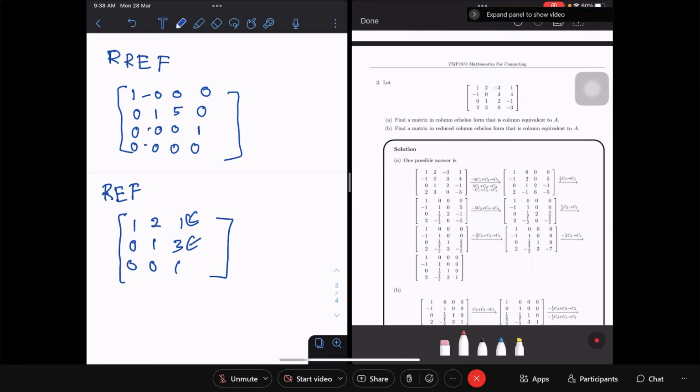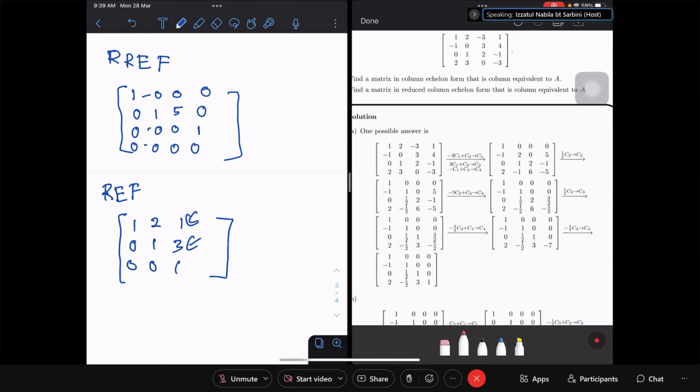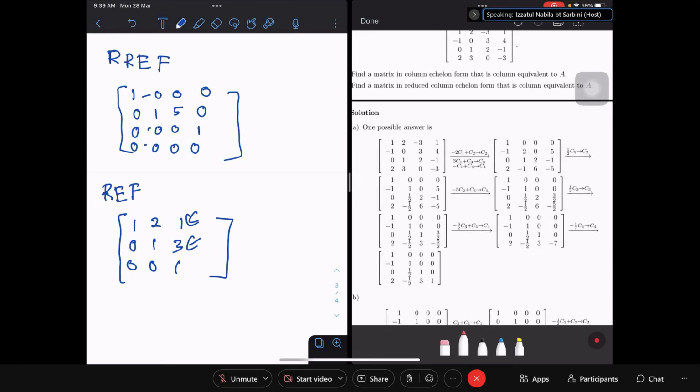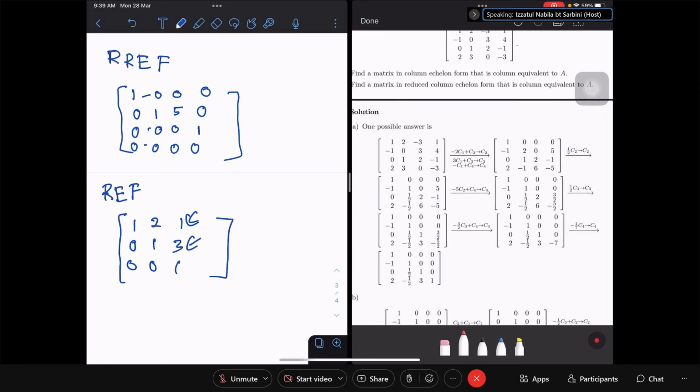Okay, now number 3, find a matrix in column echelon form that is column equivalent to A. Earlier we talked about row reductions, row echelon form. So now we perform the reduction using columns. That is why we call it column echelon form. How you do it is similar to the row reduction. It's just that you need to be very careful because you use columns. It's different now.